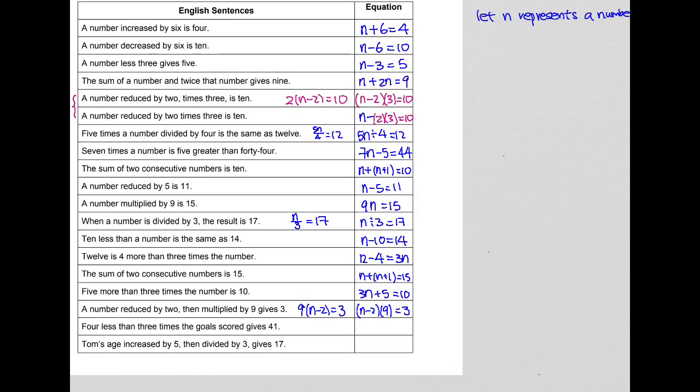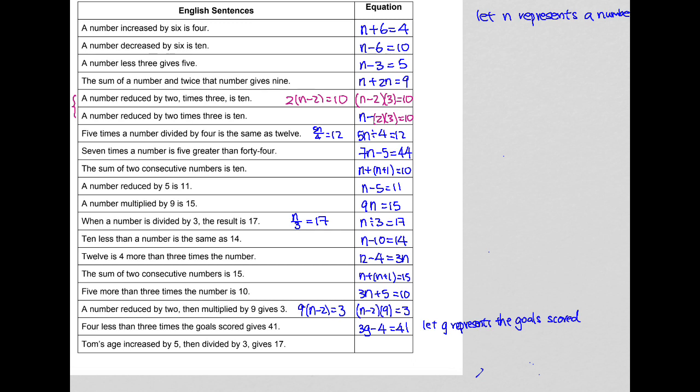And then we are going to do the last two. 4 less than 3 times the goals scored. So right now, there's not a number. So we're going to say this. Let G represent the goals scored. So we say 3 times the goals, 3G, minus 4 gives 41.